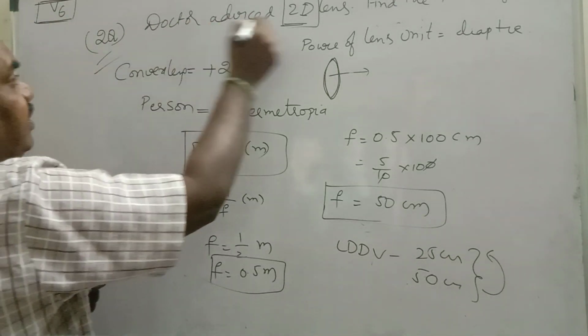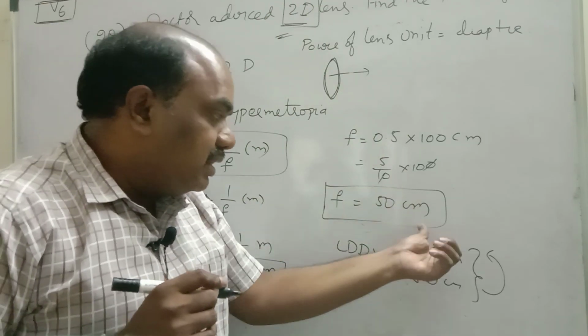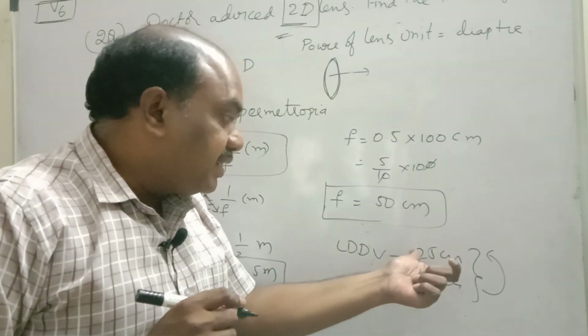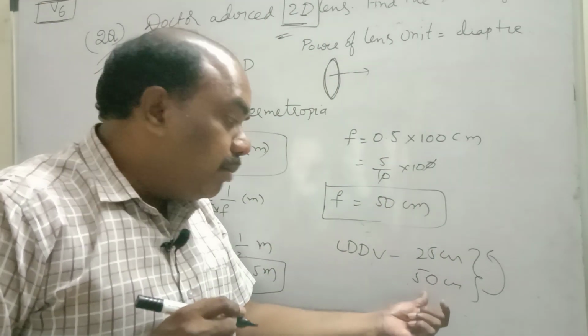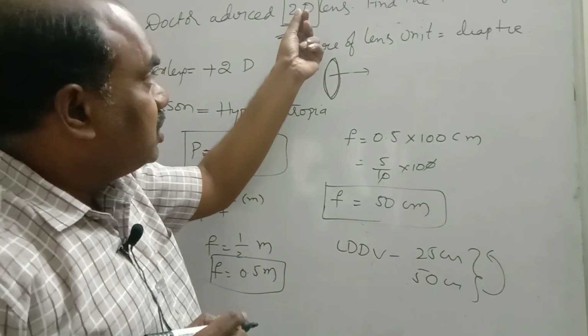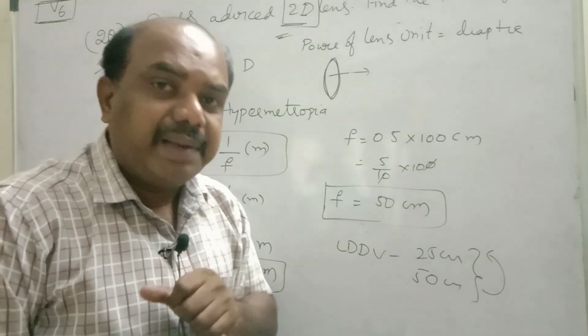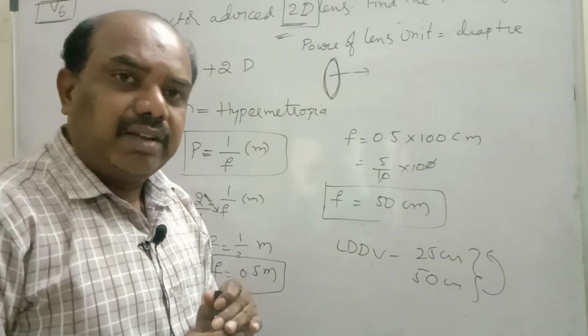So the doctor advised what lens? A 2D lens. If he uses a 2D lens, this problem will be rectified. Instead of 25 centimeter, he is able to see from 50 centimeter. If he uses these lenses in spectacles, that problem will be rectified.